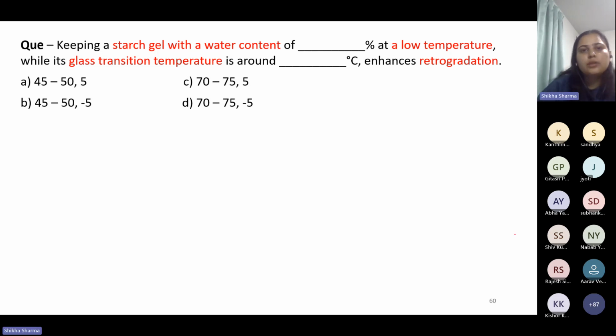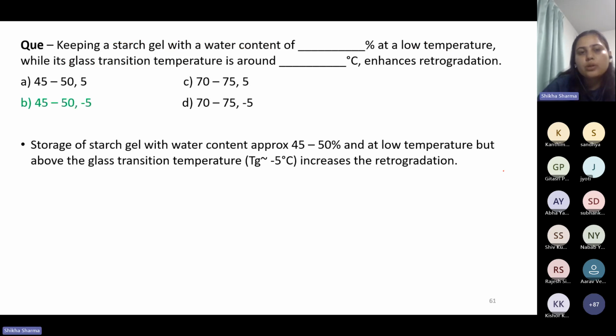Keeping a starch gel with a water content of dash percent at a low temperature, while its glass transition temperature is around blank degrees Celsius, enhances retrogradation. So storage of the starch gel with a water content of approximately 45 to 50% at a low temperature, and when the glass transition temperature becomes around minus 5 degrees Celsius, retrogradation is enhanced.